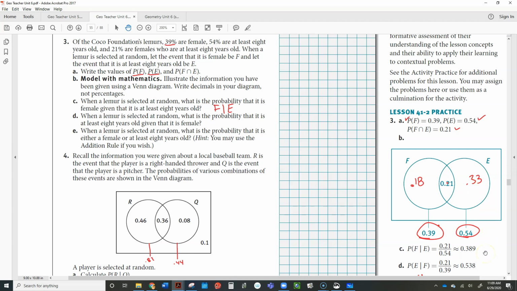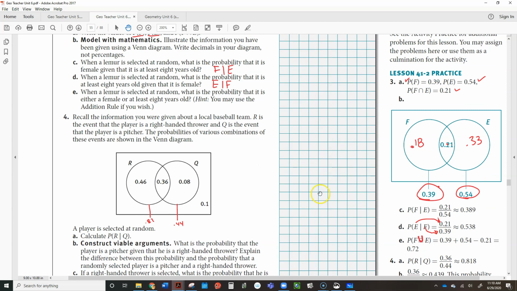The next one is when a lemur is selected at random, what is the probability that it is at least 8 years old, given that it's female? So we're finding the probability that it's 8, given that it's female. So we've switched these. This time the total number of females goes on bottom. And then the intersection of those two, the ones that are female and 8, go on top. And then you do the math.